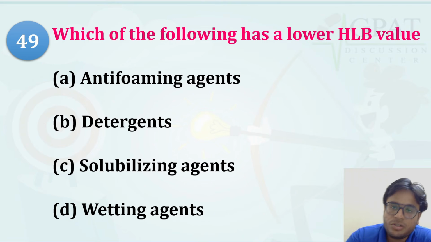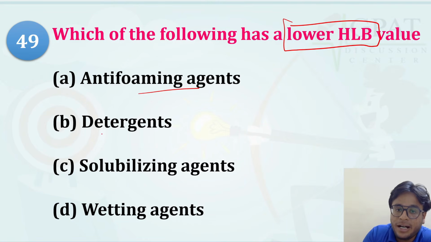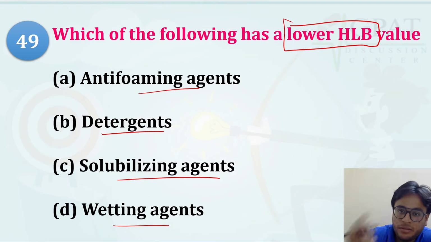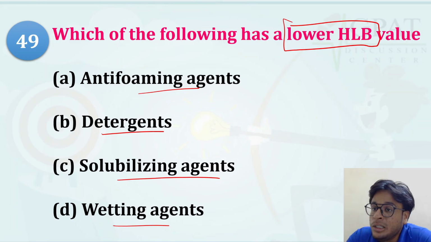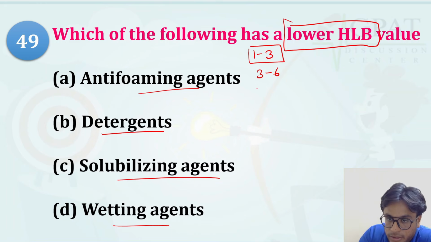Moving towards our next question: which of the following has the lowest HLB value? Option A is antifoaming agent, option B is detergent, option C is solubilizing agent, and option D is wetting agent. So we have to find out which will have the lowest HLB value. We have to consider 1 to 3, then 3 to 6, then 7 to 9.